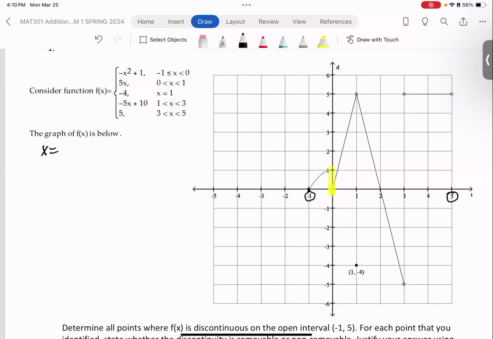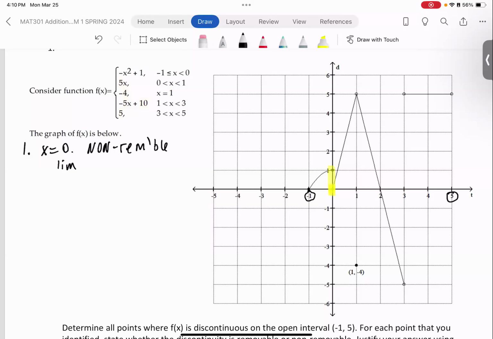So let's write it down. x equals 0 is our first discontinuity. And you say that this is non-removable. Why? You see a jump. Okay, fine. So a jump. Can we be more calculus language-wise? The limit from the left doesn't equal the limit from the right. The limit does not exist.